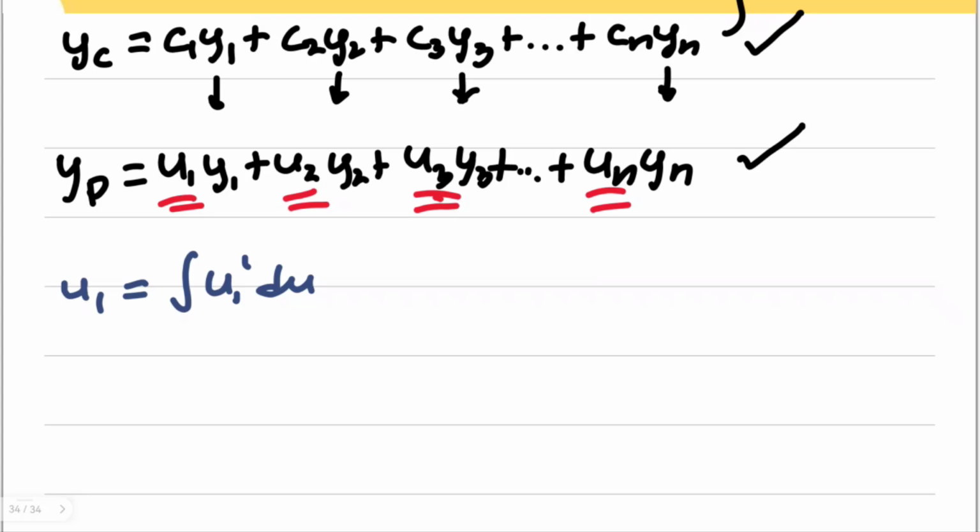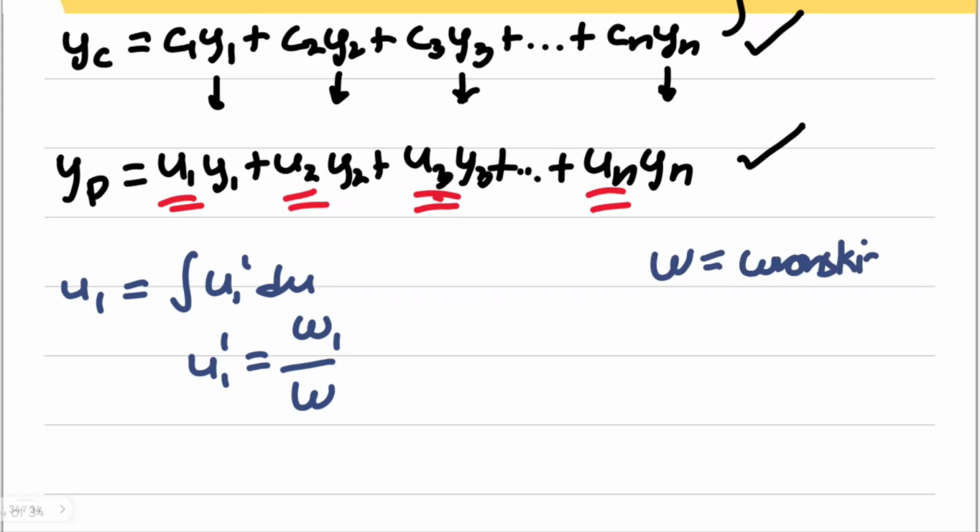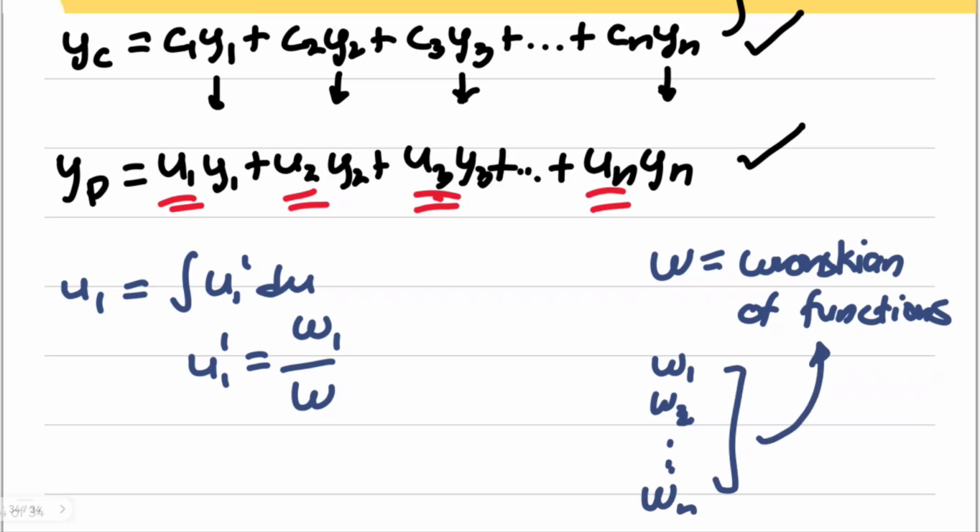So u sub 1 prime would be equivalent to the ratio of your Wronskian of the functions of the first column over the total Wronskian of functions. At this time, this corresponds to the Wronskian of functions already identified in the previous video. W sub 1, W sub 2, and W sub n are also considered Wronskians of functions, but there are tweaks on the equivalent matrices.